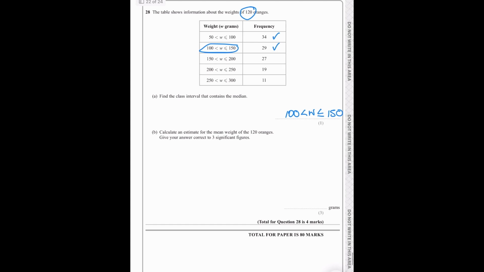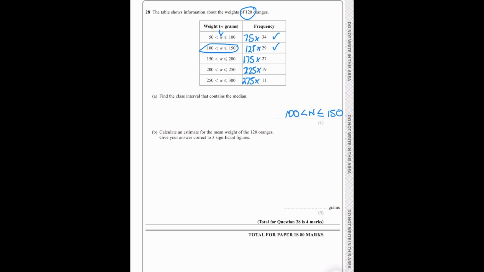Estimate and calculate the estimate for a mean weight of 120 oranges. Give your answer correct to 3 significant figures. So we remember that it is the midpoint times the frequency. So 7 times 34. We have 125 times 29, 175 times 27, 225 times 19, and 275 times 11.